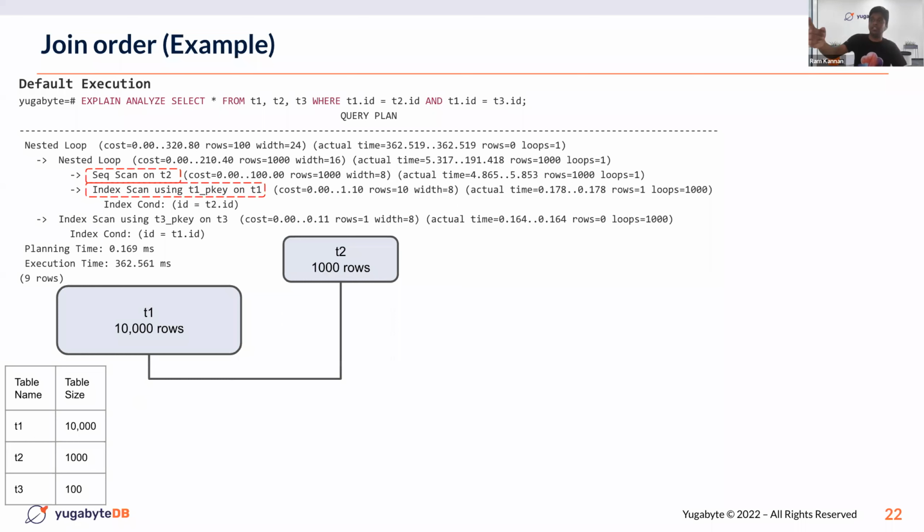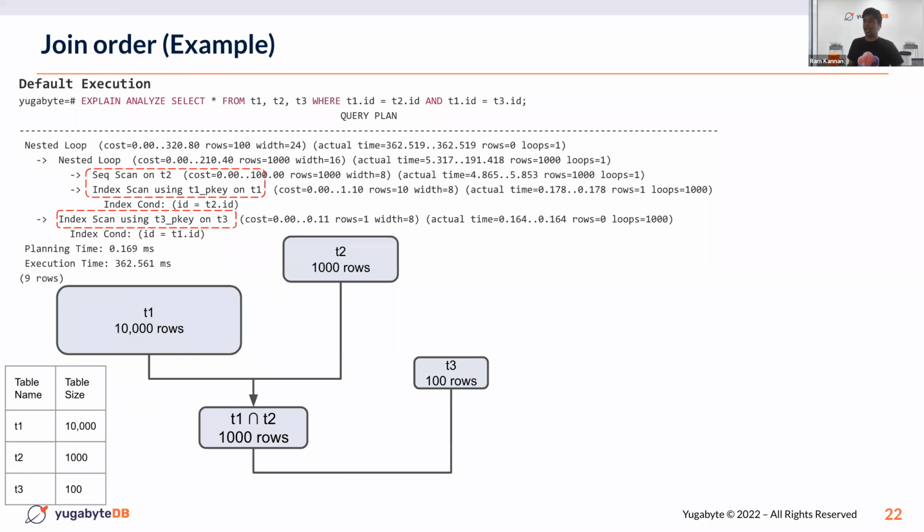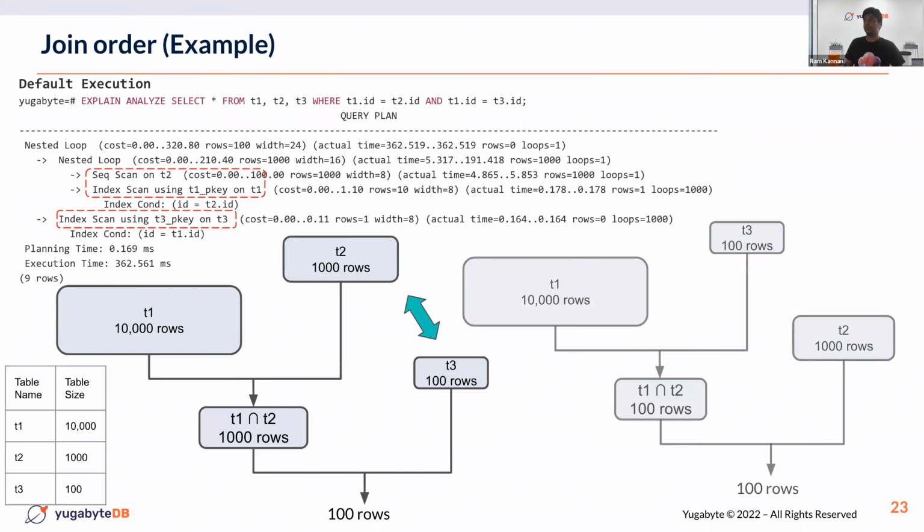Now what you have is T1 as the inner loop and T2 as the outer loop, and you execute 100 seeks on the join conditions, and you get T1 intersection T2, which has 1,000 rows. And again, you go one step further and join T1 intersection T2 with T3, and that join results in 100 rows. So the first operation, T1 and T2, runs 1,000 seeks, and the second operation, T3 joining with T1 intersection T2, has 100 operations. And that's why we execute the following query plan. Well, this is a reasonable query plan.